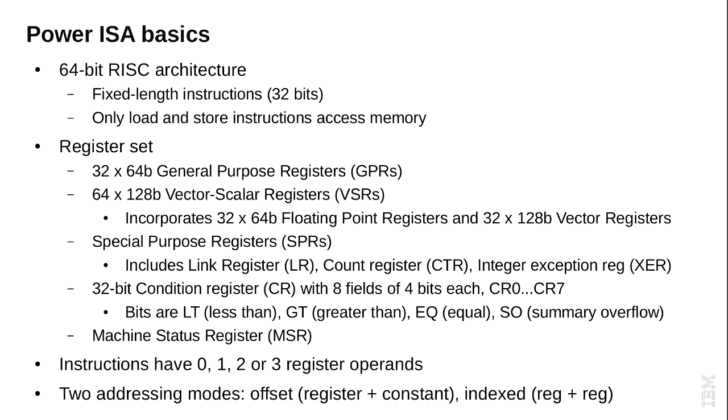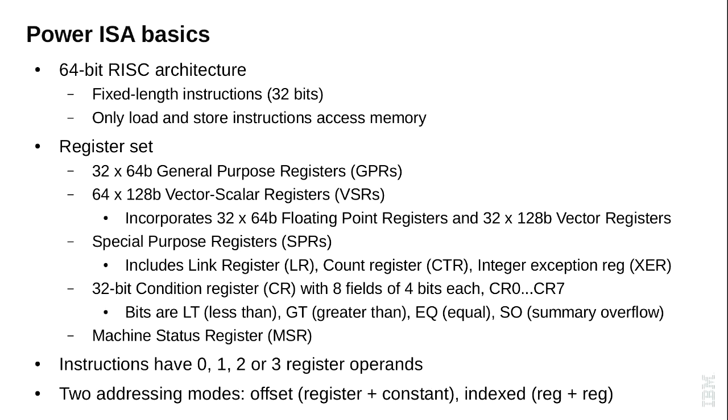Then there are the special purpose registers. There's a 10-bit space, so up to 1024, but not all the space is occupied. The important ones for user space code are the link register, used for procedure calls, the count register, which is used for indirect calls and for decrement and branch type loops, and the integer exception register, which has some carry and overflow type bits in it.